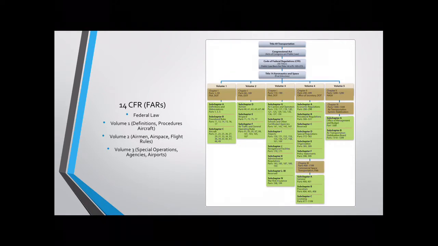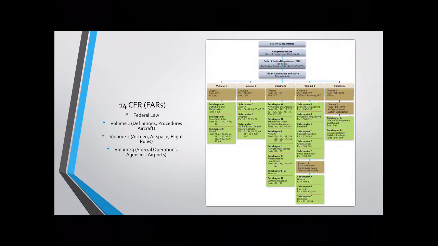Volume number 2 is going to be pertinent to the people who work on and fly the aircraft, who are involved with aircraft operation in one way or another. It's also defining airspace regulations as well as general operating and flight rules. Now, typically we refer to Part 91, which is within Subchapter F, very frequently, as this defines essentially all of the rules we have for flying, at least under normal conditions.